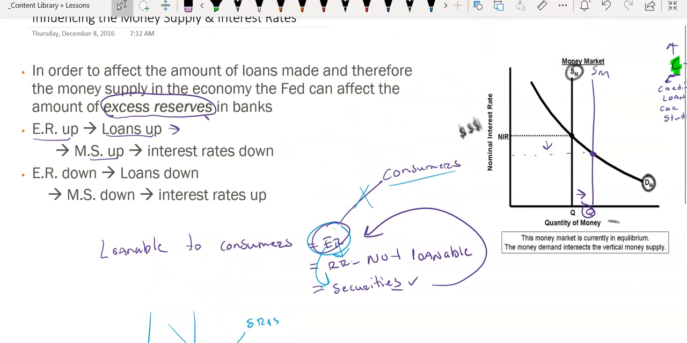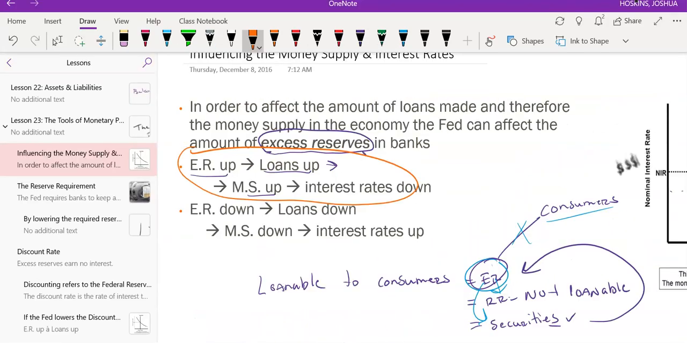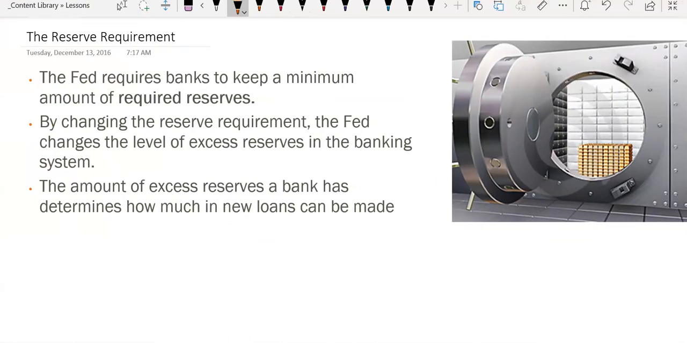But primarily since the 1970s, this has been what our target has been. So let's talk about how we do that. First tool they use is something called the reserve requirement. So we talked about the reserve requirement previously, but the reserve requirement is the percentage of each deposit that the Federal Reserve requires the bank to keep on hand and put aside for a rainy day.